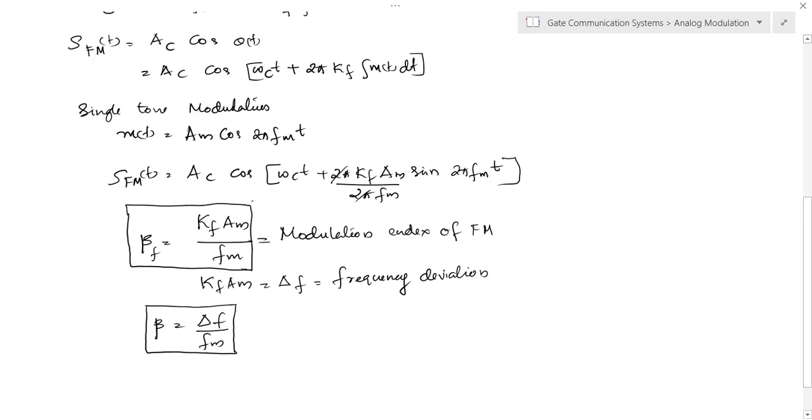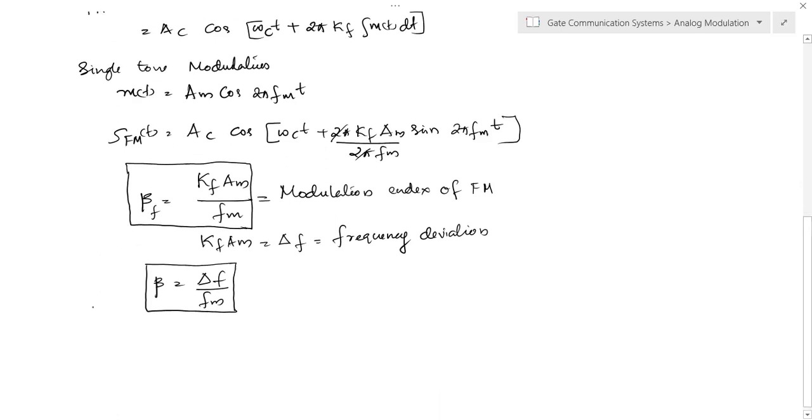And now we can substitute in the standard equation. So the modulated waveform becomes AC cos omega ct plus beta f into sine 2 pi fm t. So this is a final equation for a FM in the case of singleton modulation. Okay.